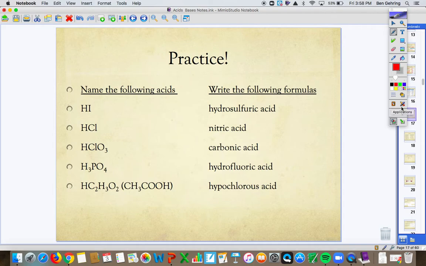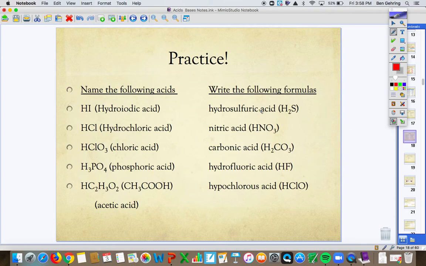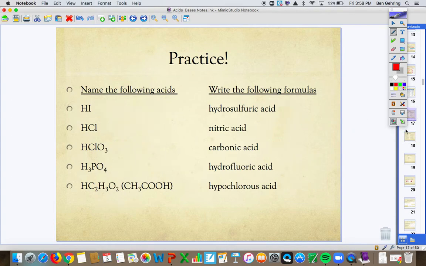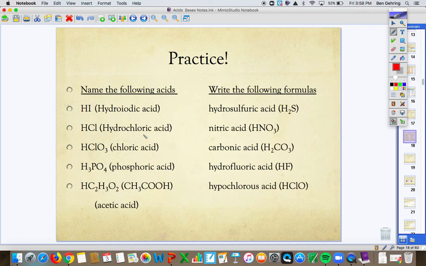I'll give you a chance to work through and name these different acids. If you would pause your screens at this point so I can keep going. I'll give you the names in a second on the next slide. So as you're moving on, these are the names of the acids here. So HI is hydriodic, HCl is hydrochloric, and so on and so forth. So you've got names here and you have formulas over here to check yourself. So there's some practice for you.